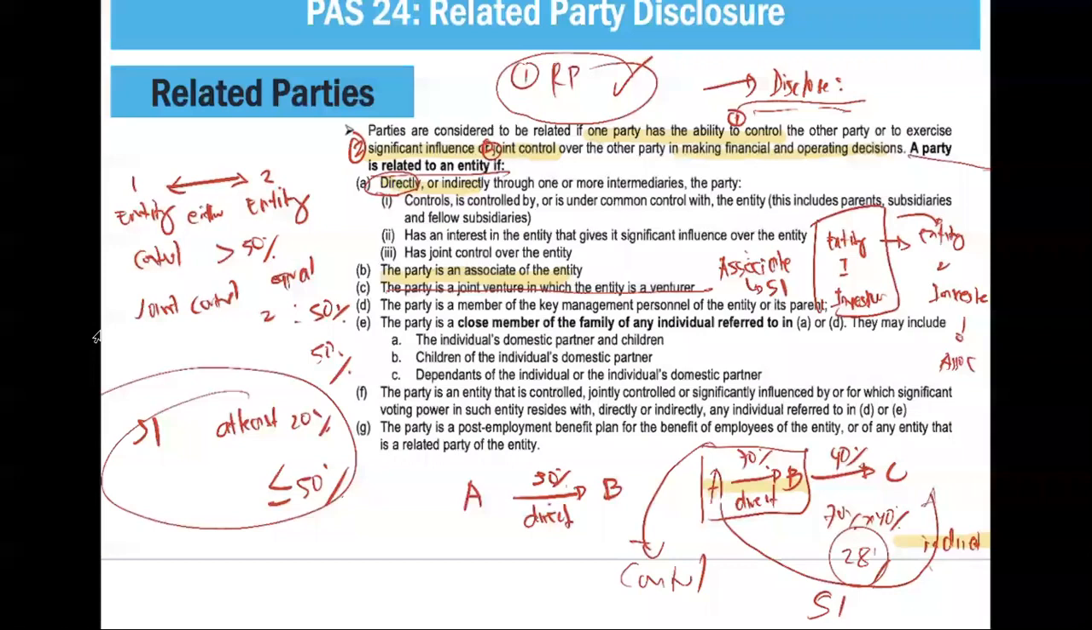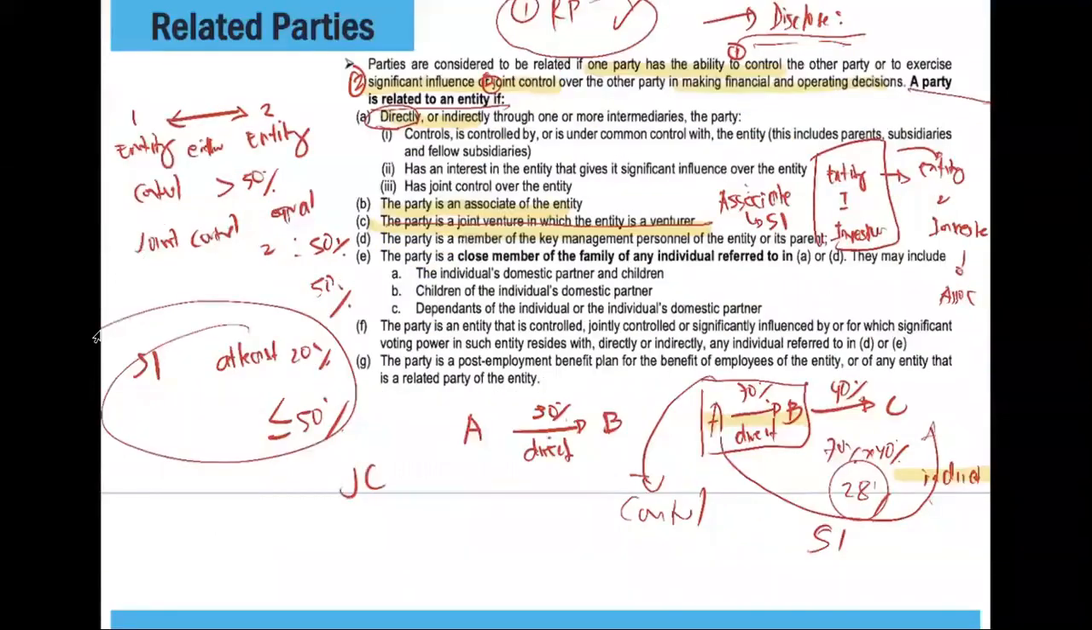Next. The party is a joint venture in which the entity is a venturer. This is when there is joint control. So entity 1 is one party in the joint control, and entity 2 is another party. So if there is a transaction between the two, they are considered related parties. Why? Because we have joint control. So that happens in a joint venture.